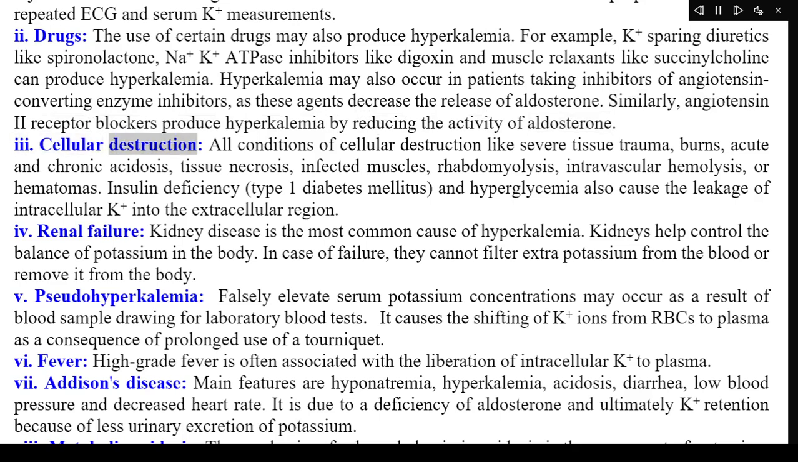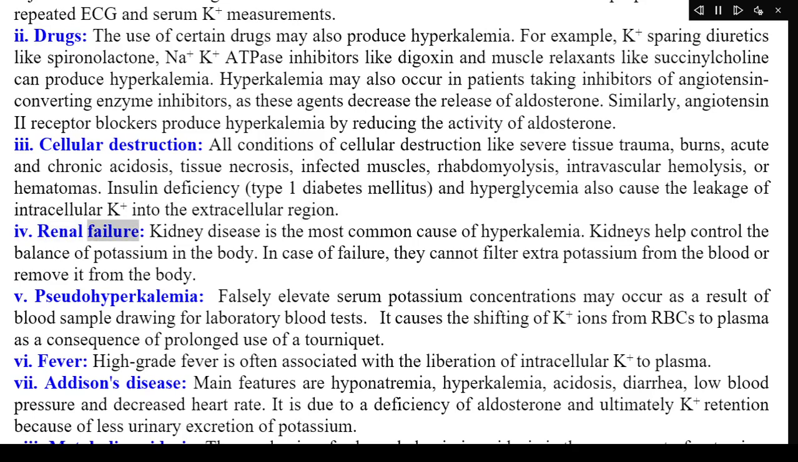3. Cellular destruction. All conditions of cellular destruction like severe tissue trauma, burns, acute and chronic acidosis, tissue necrosis, infected muscles, rhabdomyolysis, intravascular hemolysis, or hematomas. Insulin deficiency, type 1 diabetes mellitus, and hyperglycemia also cause the leakage of intracellular K+ into the extracellular region.